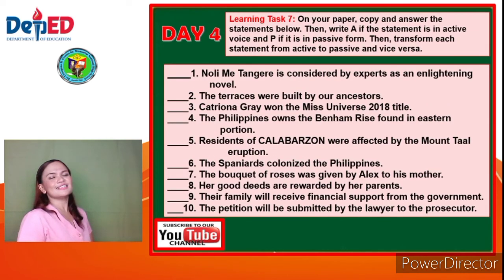Day 4. Learning task 7. On your paper, copy and answer the statements below. Then write A if the statement is in active voice and P if it is in passive form. Then, transform each statement from active to passive voice and vice versa. 1. Noli Me Tangere is considered by experts as an enlightening novel. 2. The terraces were built by our ancestors.